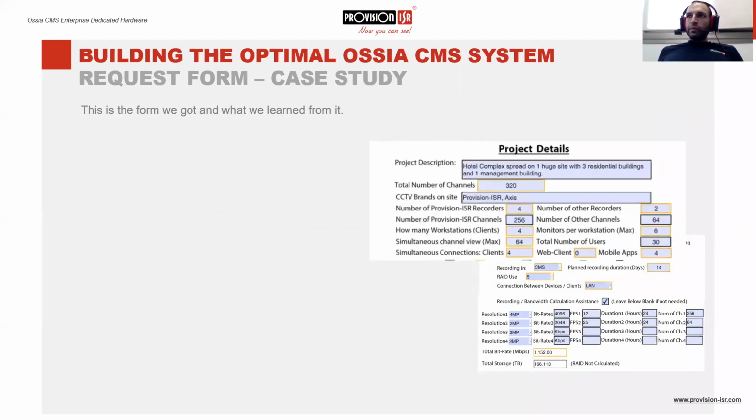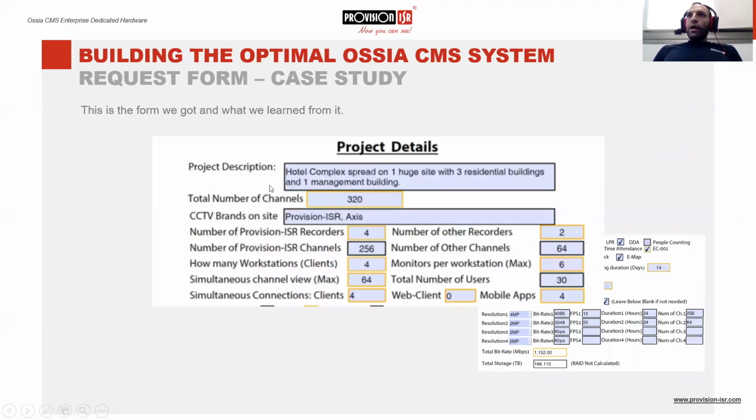Let's go through it. Okay, we have a hotel complex, like I said, total number of channels 320, CCTV brands on site. We have Provision-ISR and Axis. Something I didn't mention, the Ossia CMS is ONVIF compatible, so most of the ONVIF certified brands in the market will be fully compatible with the Ossia CMS, so it's not a problem to use any brand as long as it's ONVIF certified.